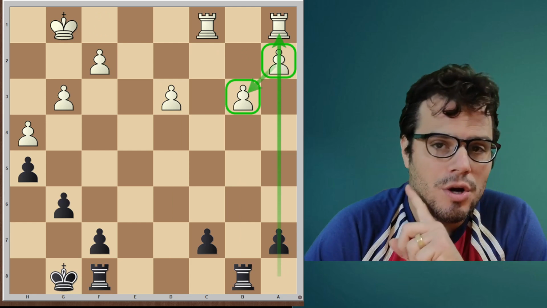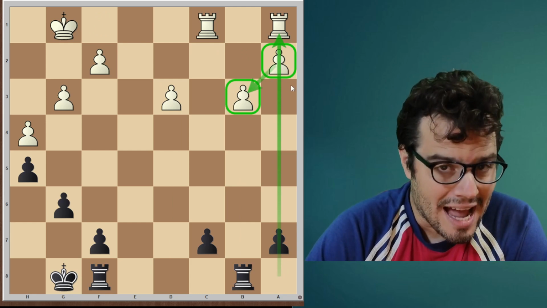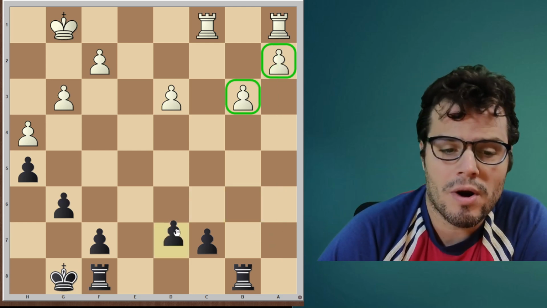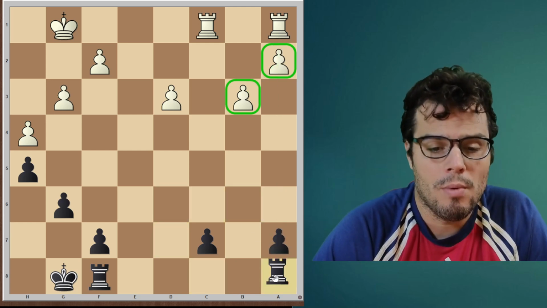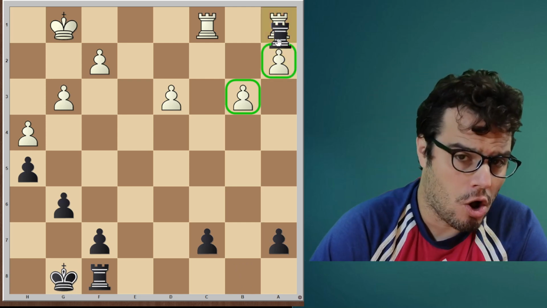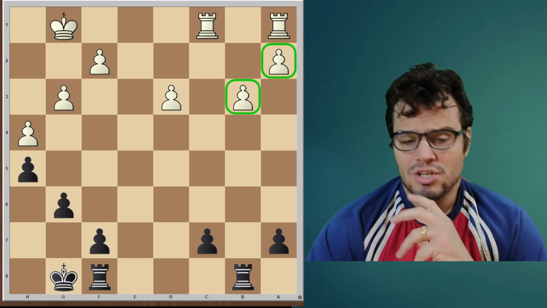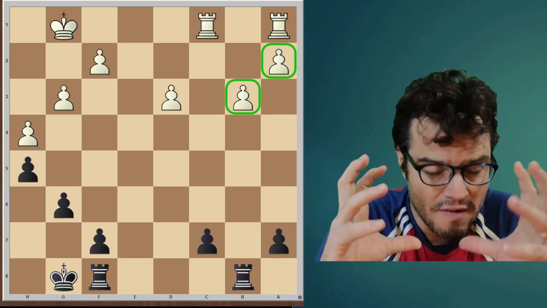It is not considered a weakness because it's not on a semi-open file, so I cannot attack it because this pawn is there. Now, if this pawn was somewhere else, then what would I do? I would switch my rook and put it on the file that has the base of the pawn structure, or that has the pawn that's not protected by another pawn. So that little concept of semi-open file is the hardest one to understand from all of these file concepts.